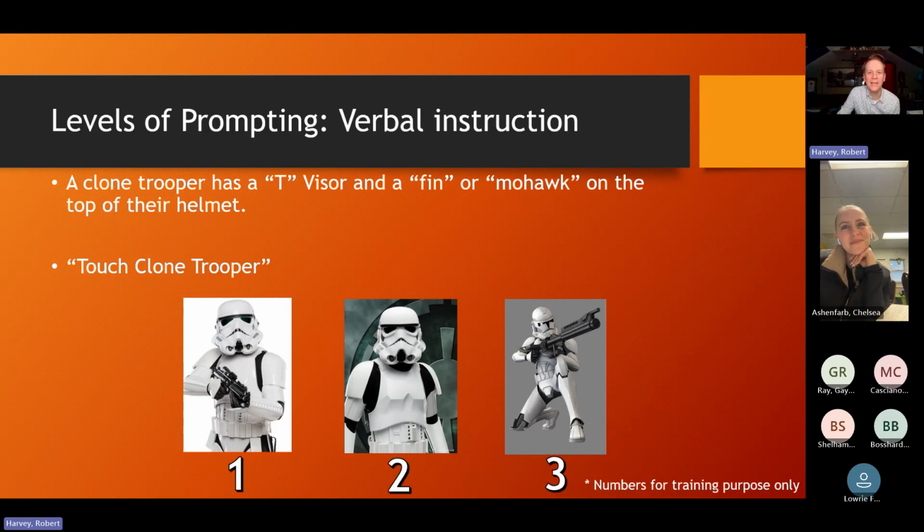So that was based on, now you guys have had all this other instruction, but in this case, we're assuming that all the kid knows is, all right, you're looking for a T visor, right? And you're looking for a fin or mohawk on the top of their helmet, which you can barely see in that picture.